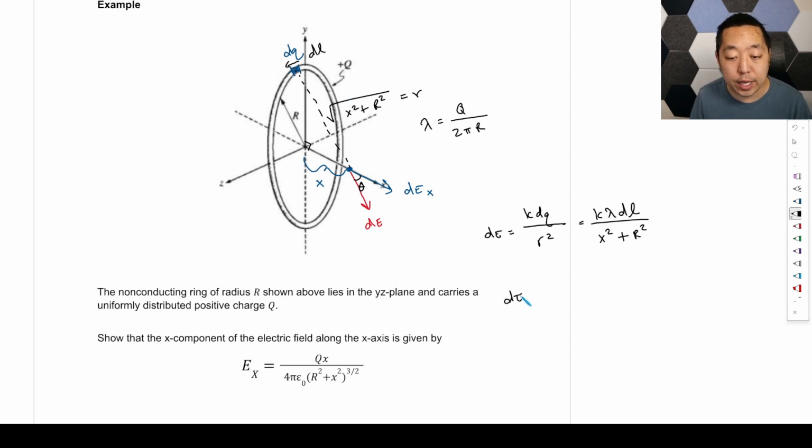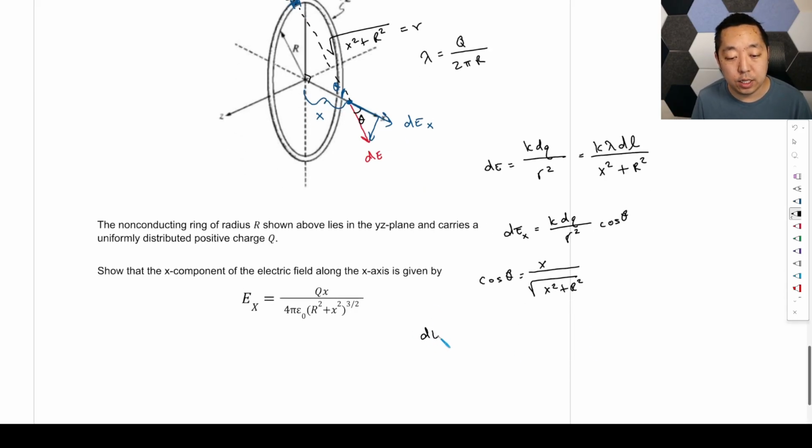Now we only care about the x component. So it's going to be k dq over r squared times cosine of theta, because when we decompose it, it's going to be here and then here. We only care about this angle here. How do we figure out this theta? Well, this theta matches this theta, because these are vertical angles. So cosine of theta is going to be adjacent, which is x, divided by the hypotenuse, which is the square root of x squared plus r squared. Cool. So then we're going to plug that in.